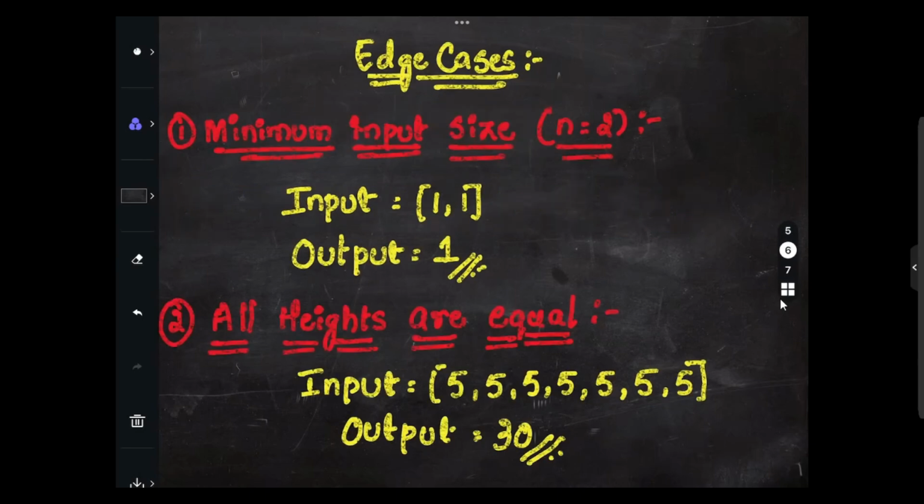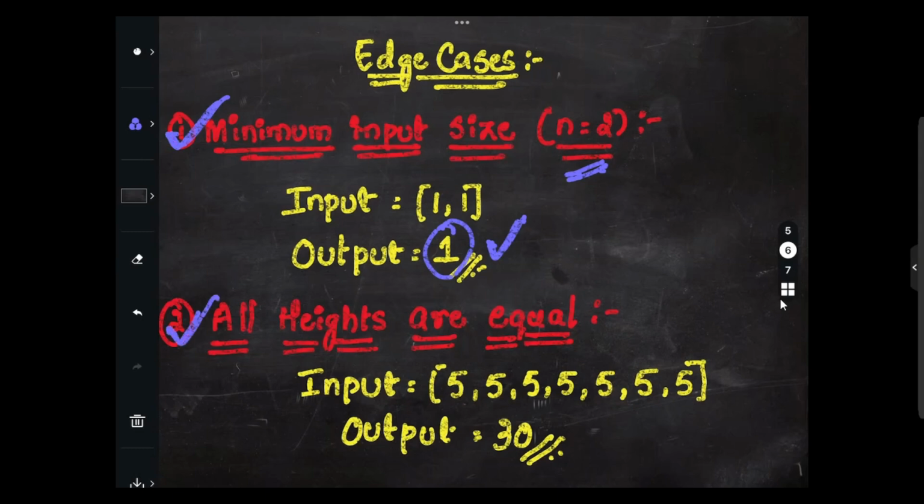The first edge case here is minimum input size. So we are going with the minimum input size n equals 1. We have already discussed this one in the example, I think. Second example, yeah. We know the output that we got here is 1, right? So the first edge case here is minimum input size.